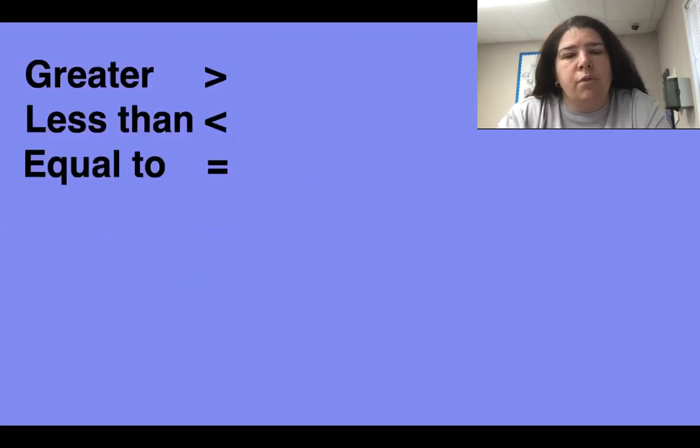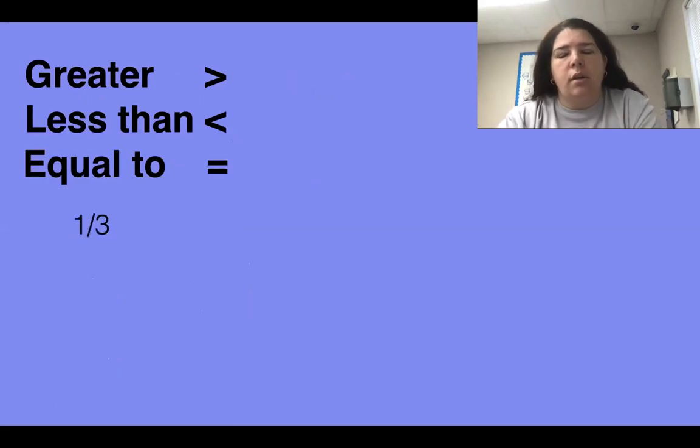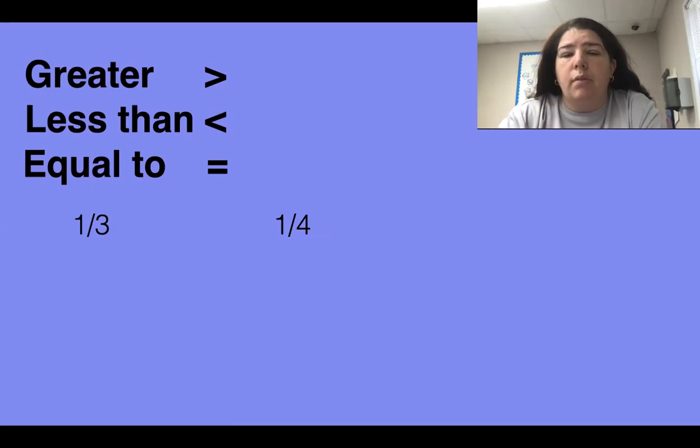Let's go over some review. Greater than, less than, or equal to. We're going to be comparing two different fractions. So we have 1/4 and 1/3. Which one would we say, 1/3 is greater than, less than, or equal to 1/4? Very good. It's greater than. Remember, the smaller the denominator, the bigger the piece.